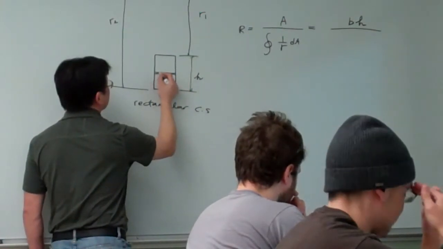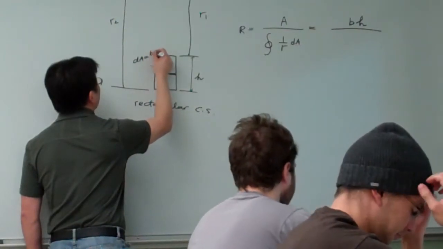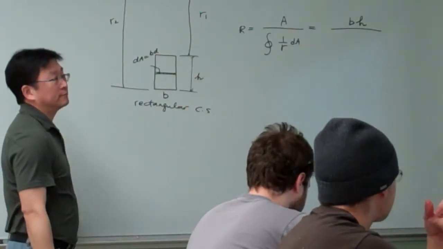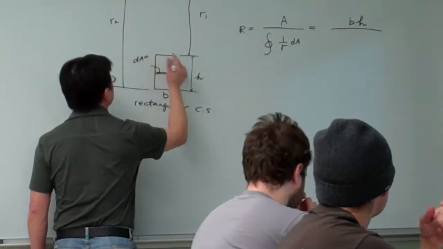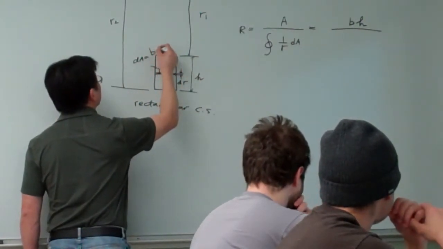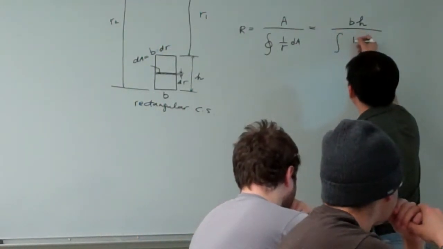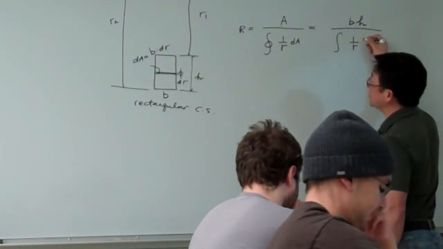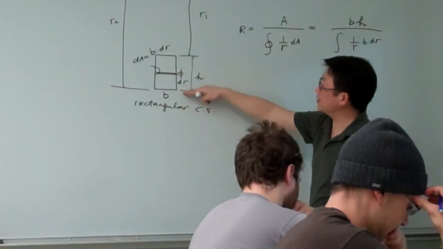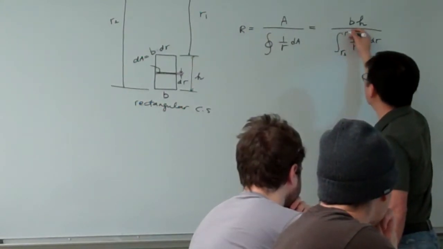Basically dA equals B times dr. Okay, so this is B times dr. So here we can transform this into this. This is R, and dA becomes B times dr, and R is integrated from where to where? From the bottom to the top. Right? So that is from R2 to R1.